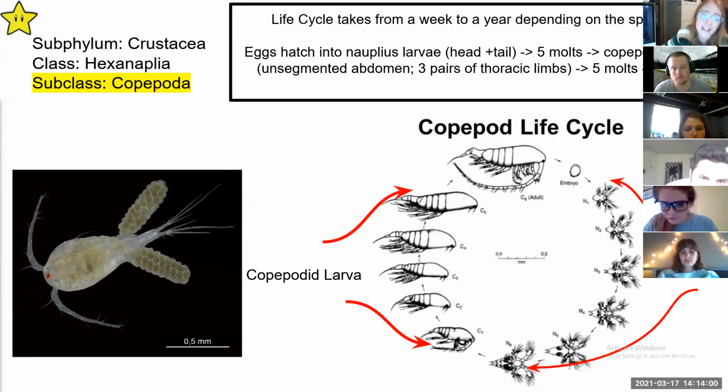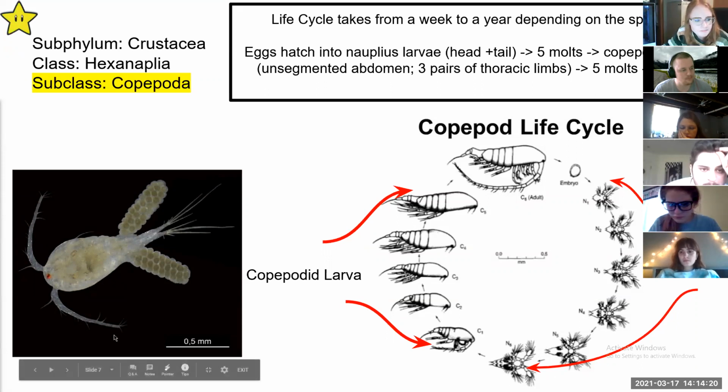Okay. So now you can see the 5 different molts going on. It's really interesting. They add body elements as they molt. So it's kind of like if you were thinking about Mr. Potato Head, you can add pieces on. It's kind of how it works when it molts.